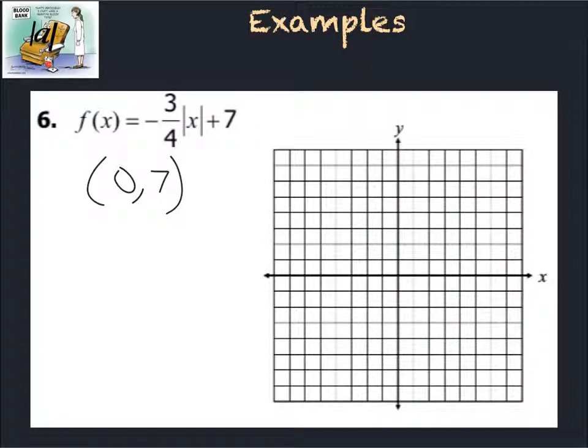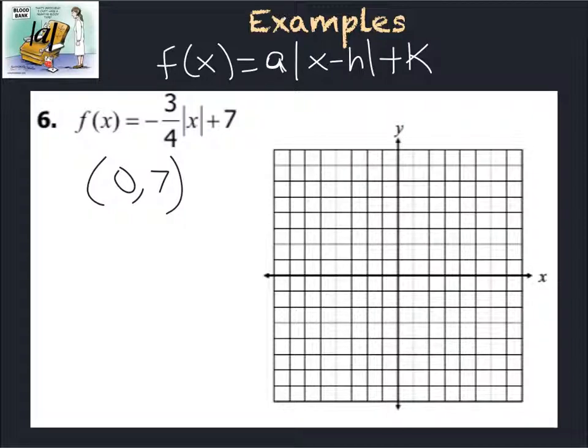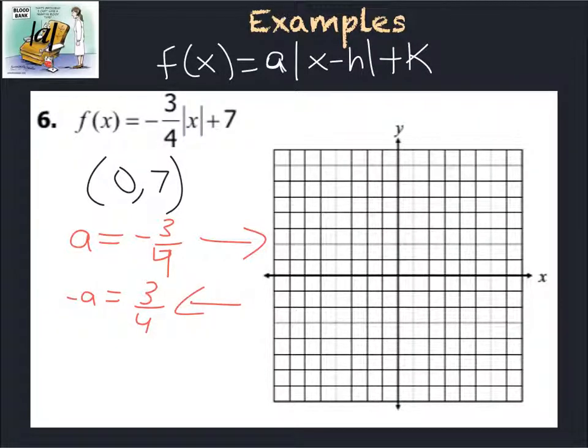And let me write vertex form up here again. Remember, vertex form of an absolute value equation is f of x equals a, which stands for slope, times the absolute value of x minus h, plus k. So in this case, the vertex is going to be 0, 7. What's your a? Your a is going to be negative 3/4, and we're going to use this when we're going to the right of the vertex. However, when we're going to the left of the vertex, we need to use negative a, which would be positive 3/4.